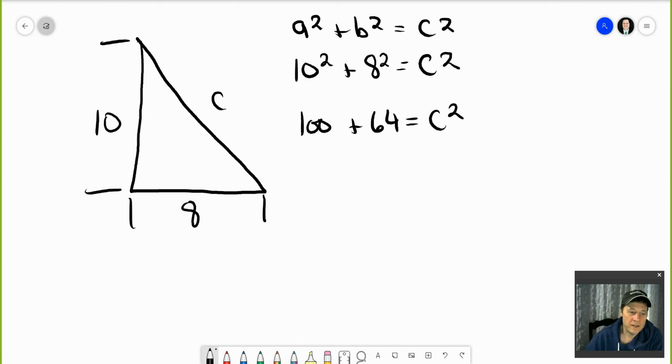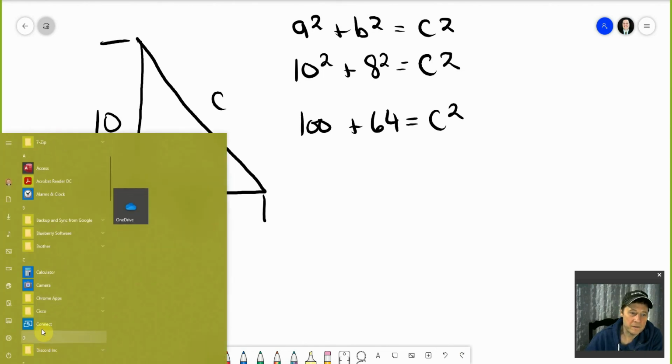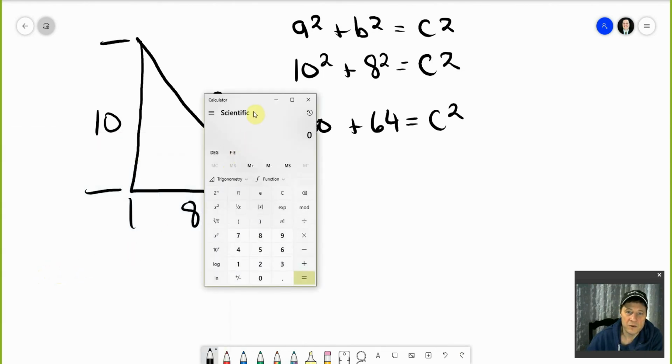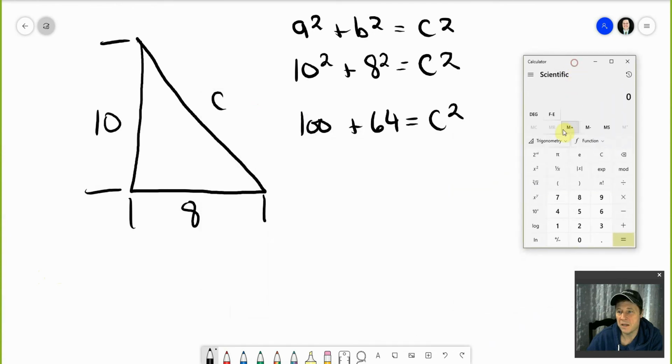Now, what we need to be able to do here, I know some of you know this, and that's great, but some of you may not. So what we need to do here is figure out what C squared is. So the first thing we've got to do is this. We're solving for the unknown, which is on this side, right?